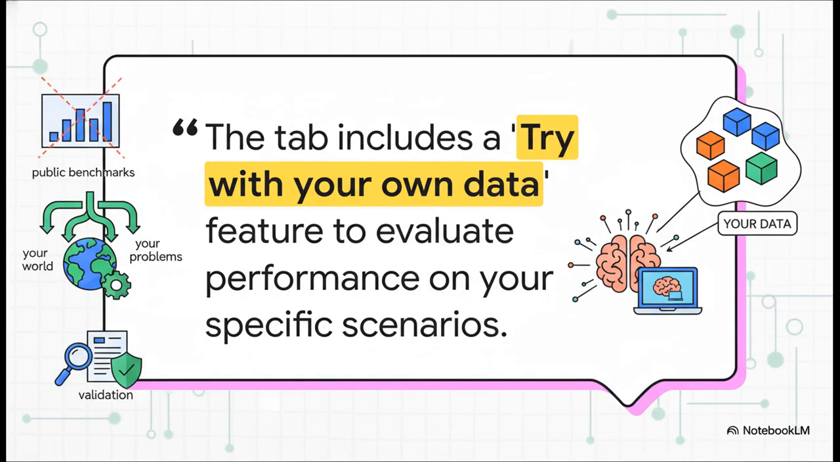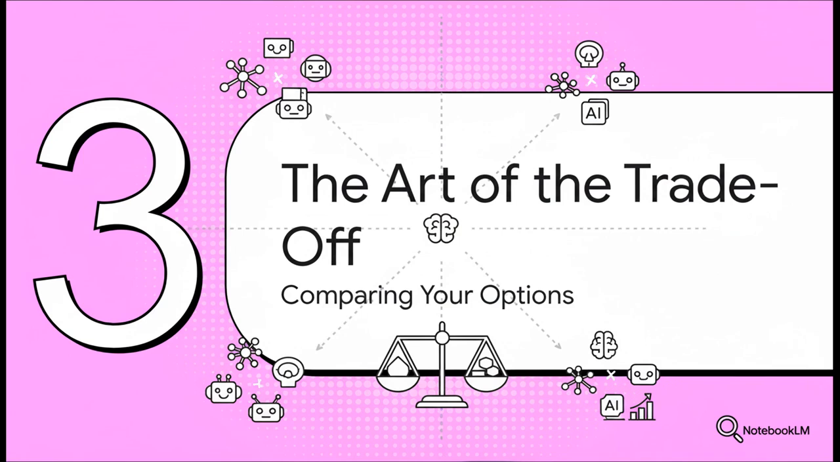Now, here's the crucial point. This is the real game changer. While public benchmarks are a great starting point, they are, by definition, generic. This feature lets you go way beyond that. You can actually validate a model's performance using your own data. So you could upload one of your actual business reports and get a true test of how the model will perform in your world on your problems. It's huge.